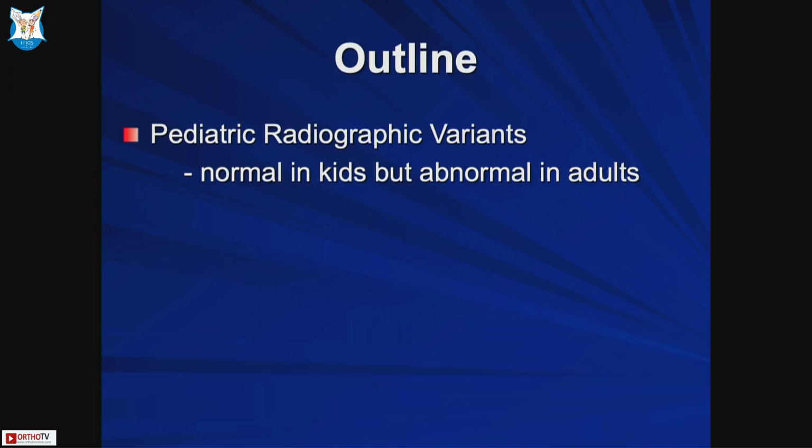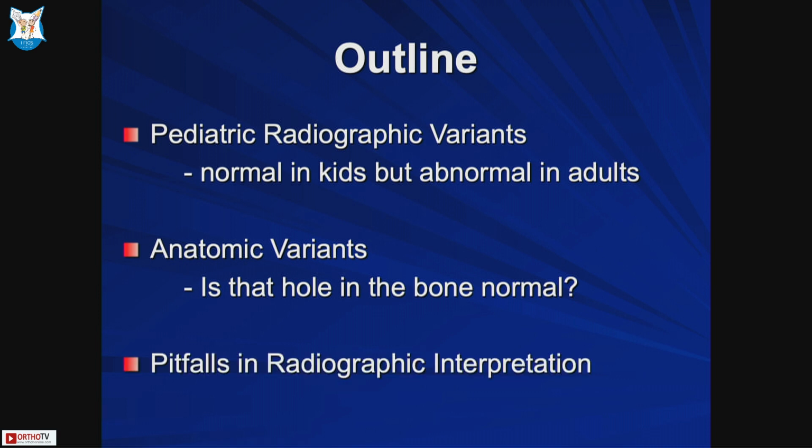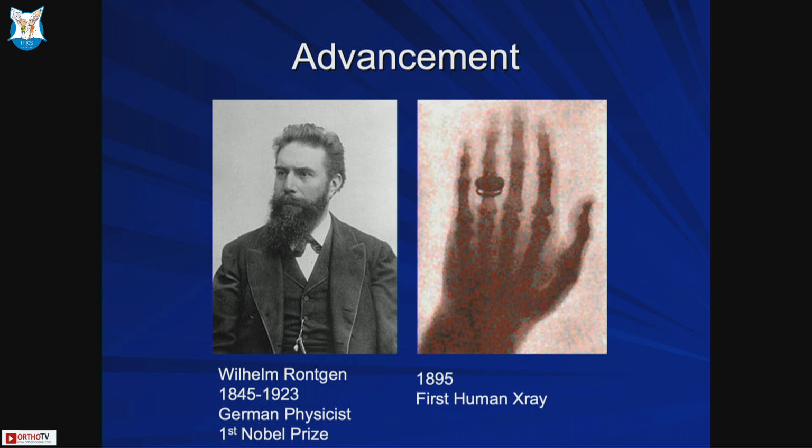So we'll look at the radiographic variants, what is normal in kids, but it may be abnormal in adults, and then look at some anatomic variants, and then what are the pitfalls in interpretation.